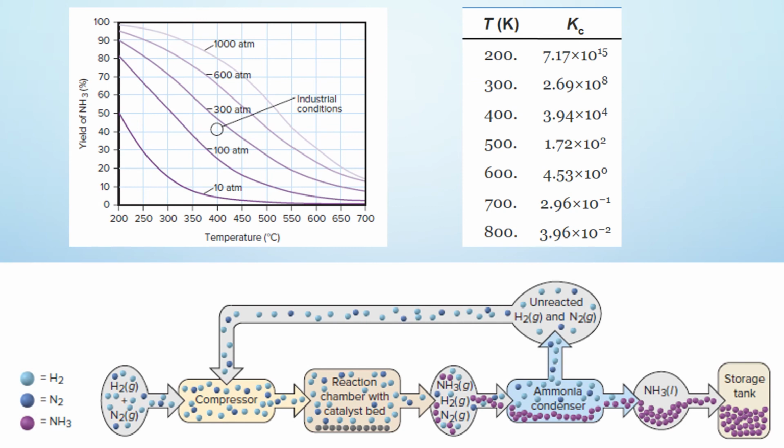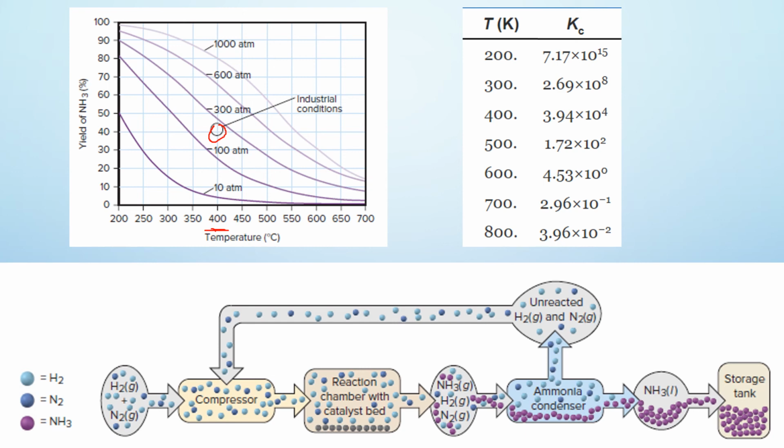So in the figure here, the little circle gives you the industrial condition for manufacturing this ammonia gas. And as you can see, the temperature is almost 400 Celsius. It's not the low temperature that we desired. And that's because we want to increase the reaction rate, right? So that is achieved by sacrificing the percent yield. And also in terms of the pressure, it is done around 200 atm.